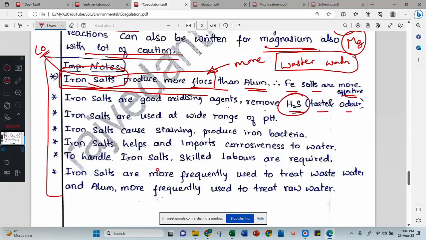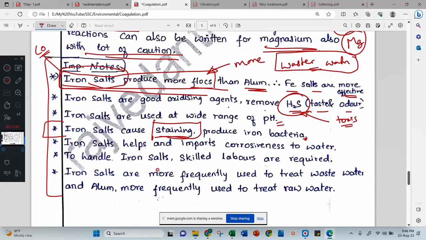H2S is very toxic, and its bad smell will be removed. Means what? Wastewater treatment. Iron salts are used in a wide range of pH. That is already told. Iron salts cause staining and produce iron bacteria. This is very important, and this will not be used in drinking water. Why? Because iron salts will produce staining. If you are using iron salts and washing clothes, then white cloths will get some bad staining.